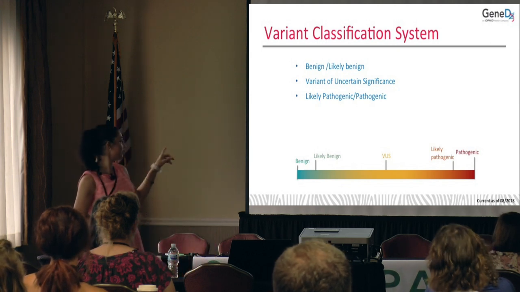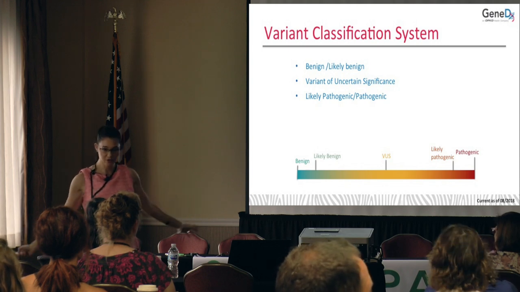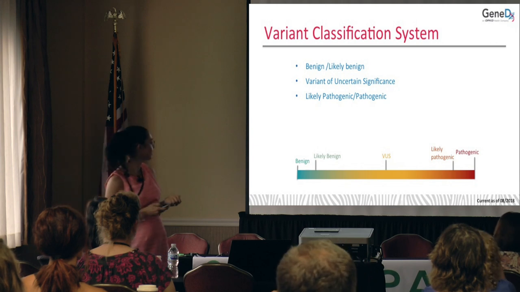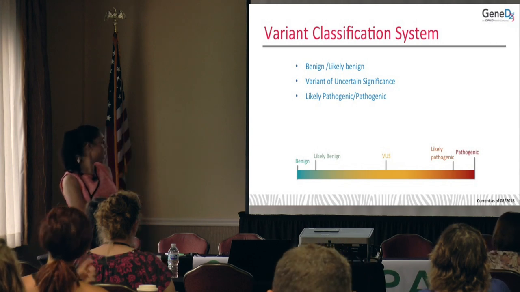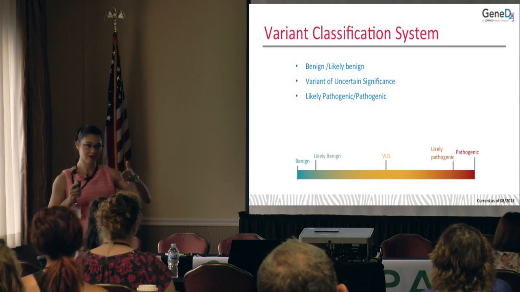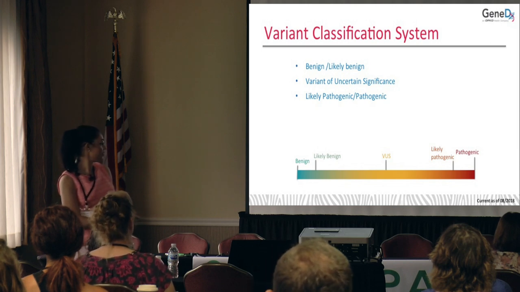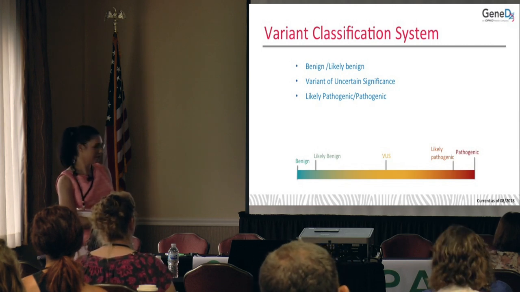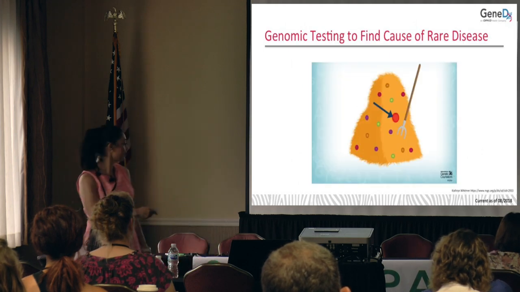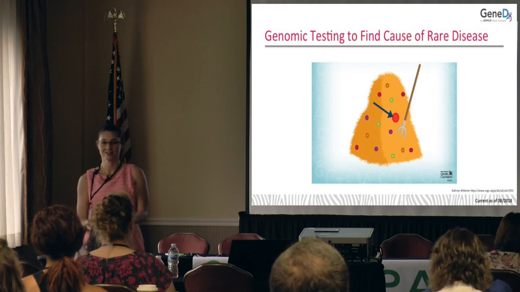And so each variant, now remember I said we all have tens of thousands of variants. The overwhelming majority of them don't cause any problems. They just make us who we are. And so those ones we call benign. We have to ignore those, but we have to know enough about them to be able to ignore them. On the other extreme, there may be one that is like the needle in the haystack that we're looking for, that is causing that person's condition.